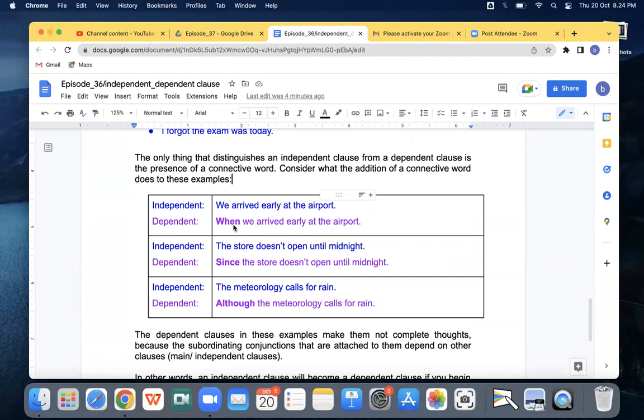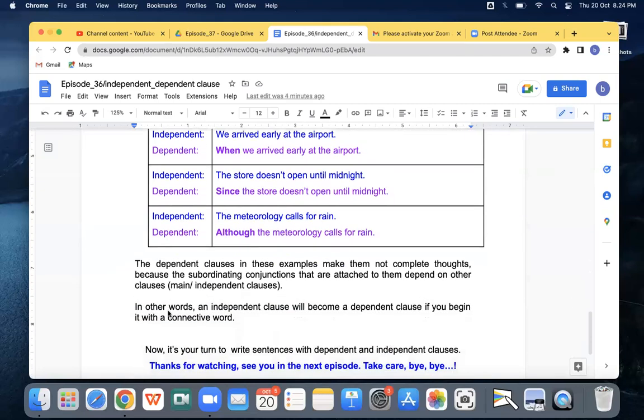Independent: We arrived early at the airport. Dependent: When we arrived early at the airport. Independent: The store doesn't open until midnight. Dependent: Since the store doesn't open until midnight. Independent: The meteorology calls for rain. Dependent: Although the meteorology calls for rain.